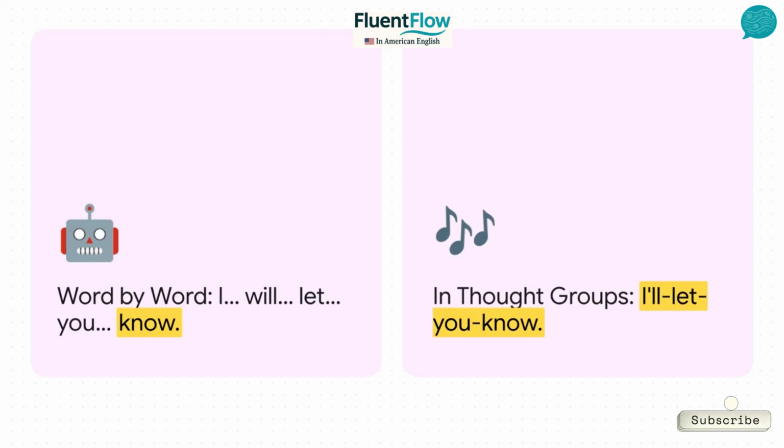And the difference is pretty amazing, isn't it? On one side, you have, "I will let you know." It feels clunky, but on the other, you have the natural version, "I'll let you know." It's just one smooth thought. And here's the interesting part for learners. If you try too hard to pronounce every single word perfectly, you can actually be harder to understand, because native listeners are expecting that smooth, connected version.